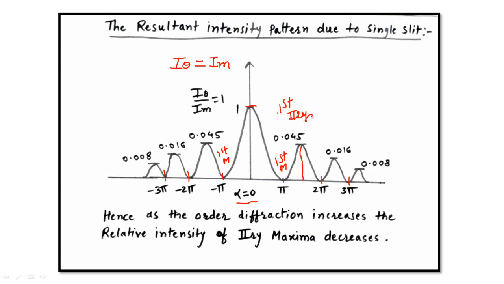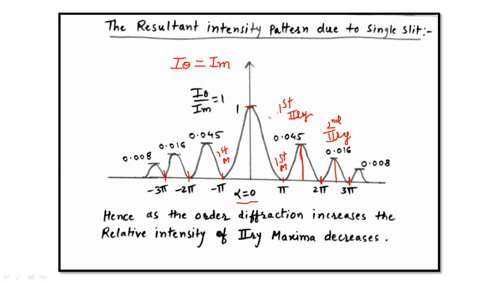The position of first order secondary maxima lies exactly halfway between first order minima and second order minima. The position of second order secondary maxima lies exactly halfway between second order minima and third order minima.